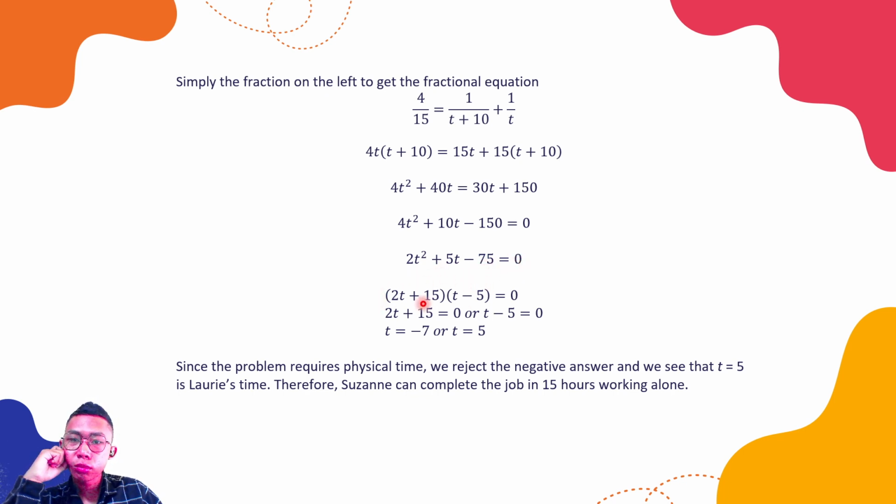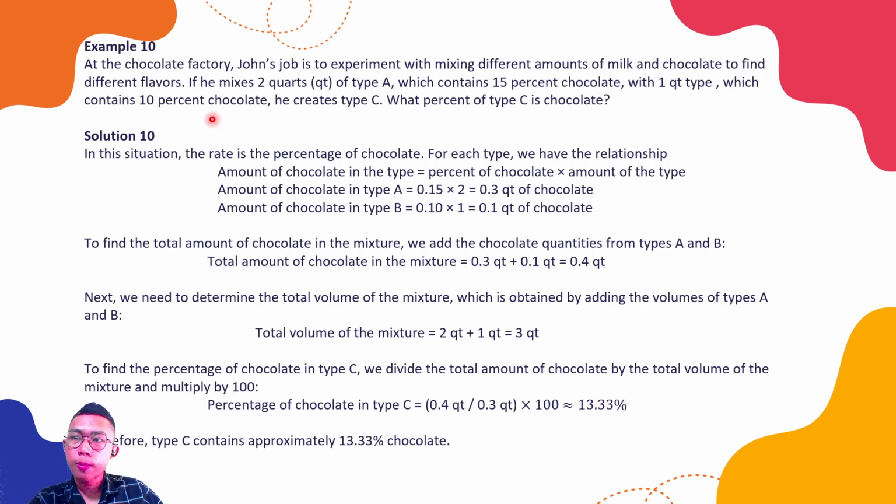So the quantity 2t plus 15 times the quantity t minus 5 is equal to 0. So we have t is minus 7.5 or t is 5. Since the problem requires physical time, we reject the negative answer and we see that t equals 5 is allowed. Therefore, Suzanne can complete the job in 15 hours working alone.